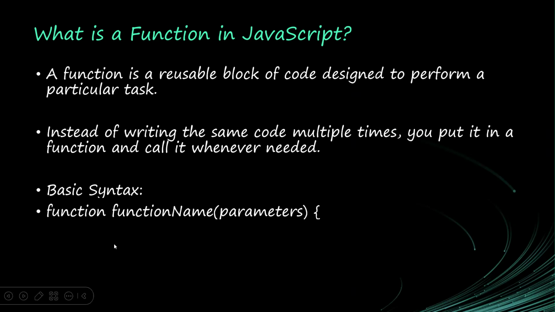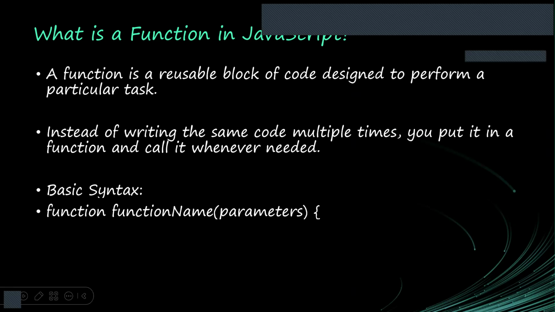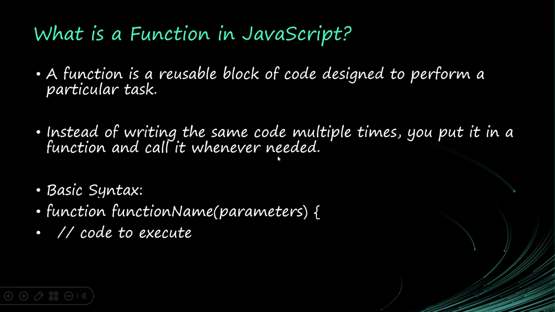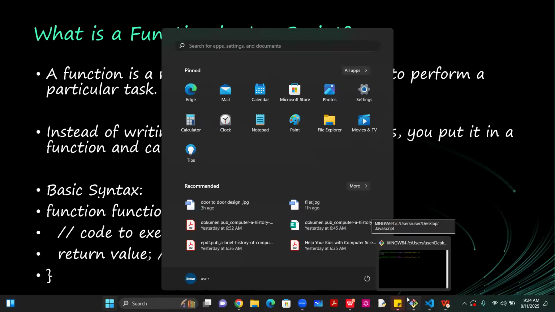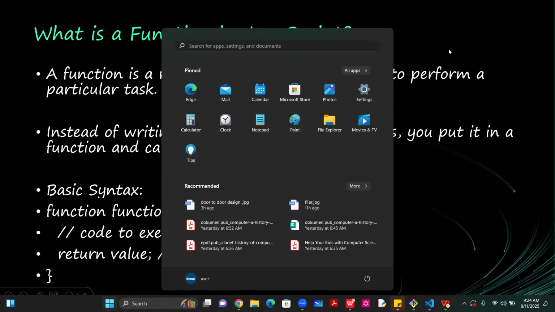The basic syntax is you use the function keyword, then you give the function a name. If there are parameters, you would include the parameters. Now, inside of this block of code, you include your code to execute. You could have your return value, which is optional. I believe most of you know what a function is, but let's just go and do something.